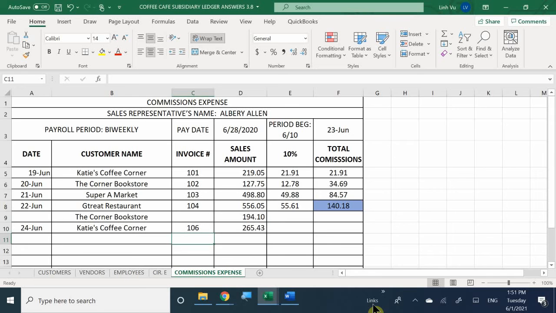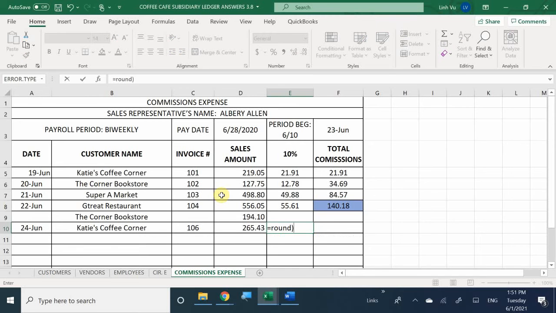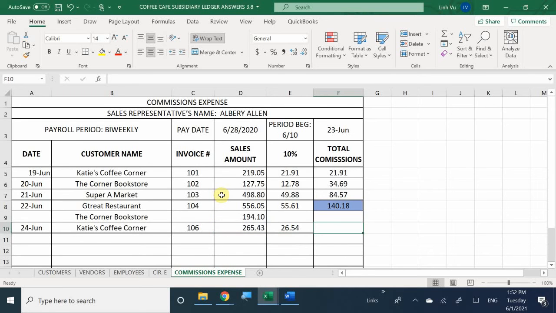Invoice 106. Sale amount was 265.43. And we don't put the 10% yet because he didn't get paid yet. Well, in this case, he already completed the task. Okay. Then his 10% commission would be $26.54. Good. $26.54.